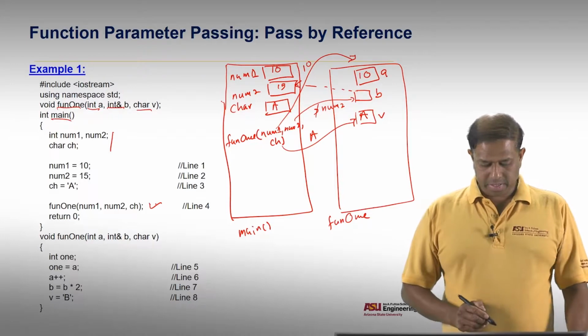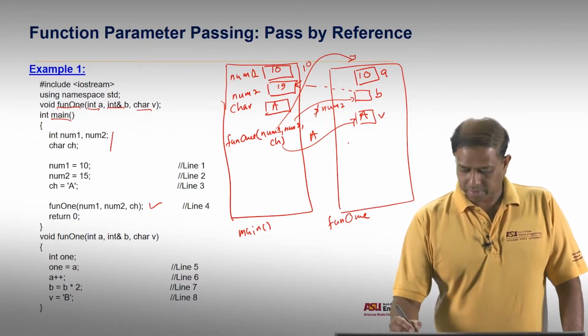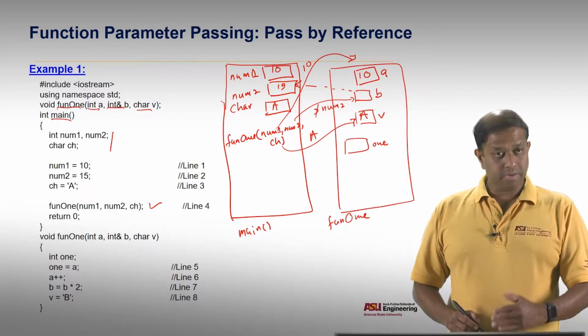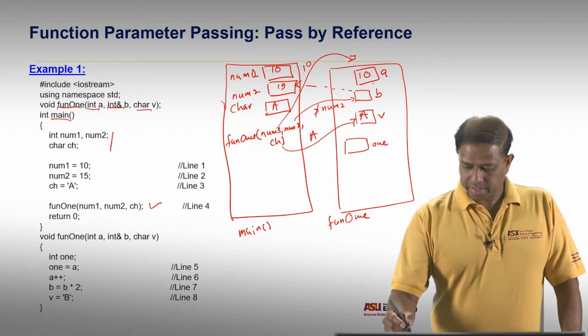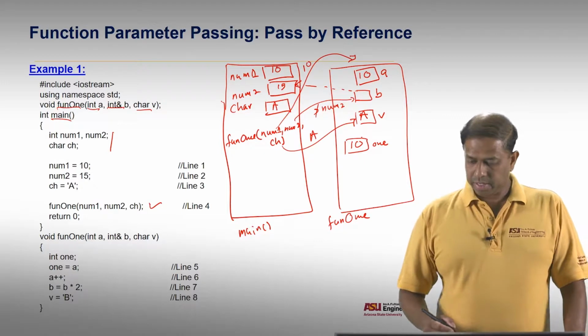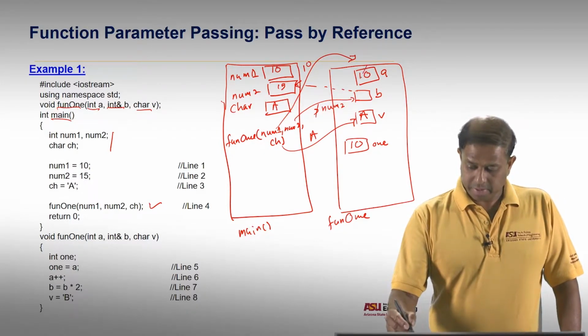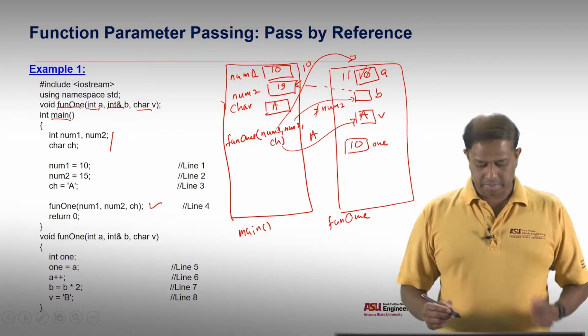Now inside the method we are declaring another variable called l. So int l, an integer variable called l, and then we are saying l equals a. So the value stored in a will be copied to l, and then we say a plus plus. That means we are going to increment a by 1. So a will be 11 at this point.